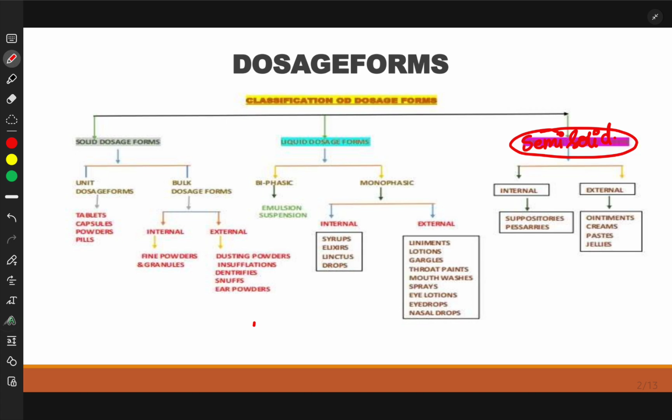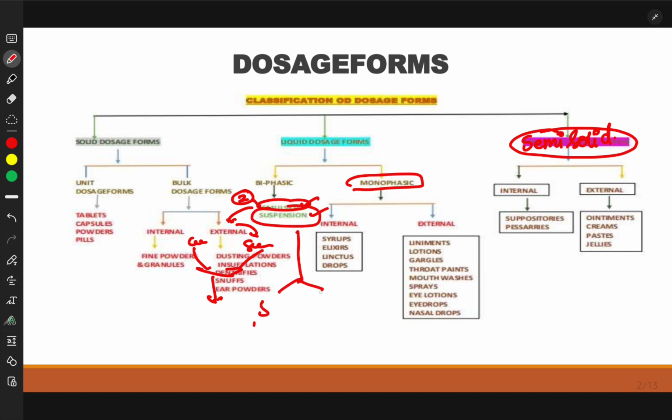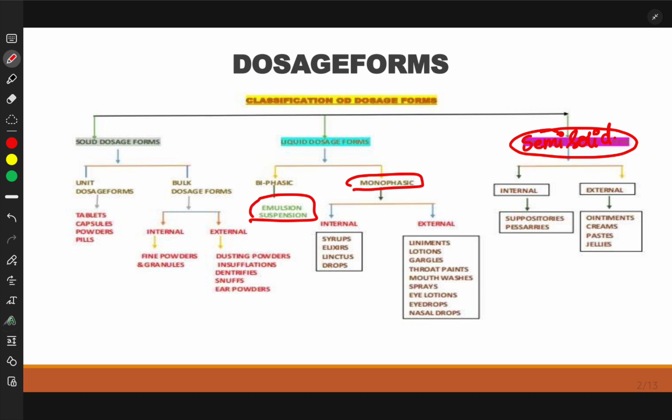Here, in monophasic, I think you understood emulsions and suspensions. These have two phases. In emulsions, we have two phases: continuous phase and dispersed phase. In this, both are liquids, and one phase is suspended in the other phase. In suspensions, one is solid, one is liquid. Solid is suspended in the liquid medium. This is the complete brief of emulsion and suspension.